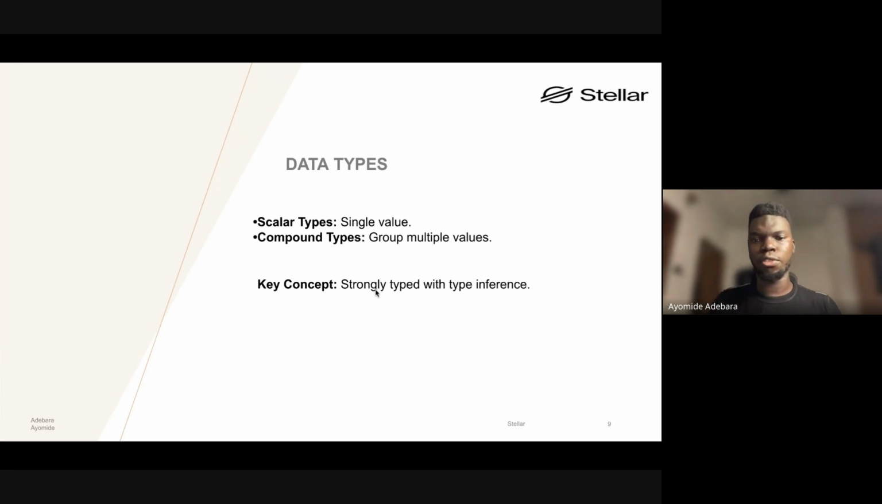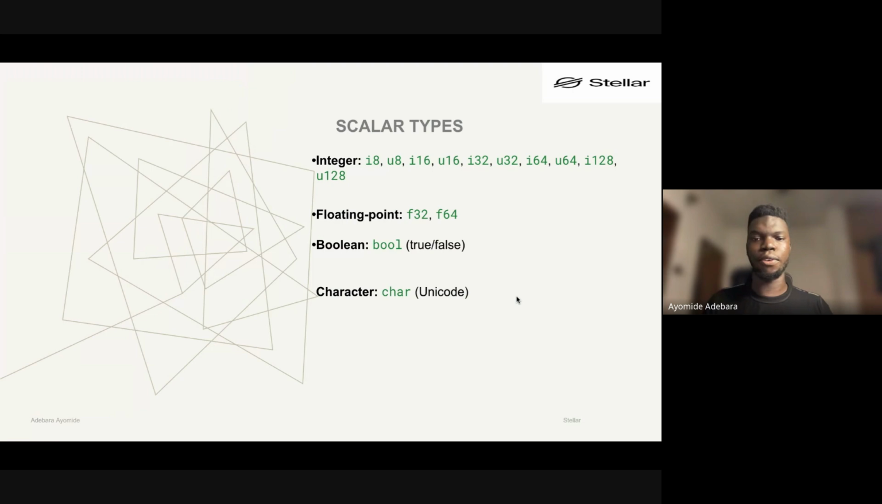Key concepts, strong types with type inference. That means that you have to declare each type while declaring it. Now, if you go back to the code, in fact, let me stop. Let me just keep sharing all of my screen so it is easy to just go back to the slide and the code.